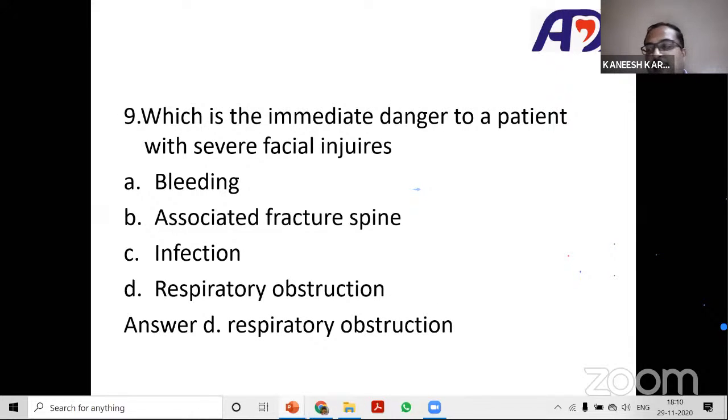Okay. If there is a bilateral parasymphysis fracture, there are chances of the tongue falling back and causing a respiratory obstruction, or if there is a maxillary fracture, there will be a lot of bleeding and obstructing the airway. So the immediate danger with severe facial injuries is respiratory obstruction. You have to clear the airway first.